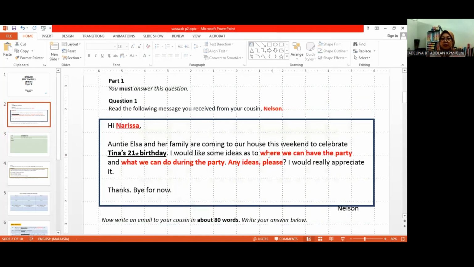So when you answer back your email, just go straight to the point. You can actually do a little bit of opening. For example, hi, how are you? Thank you for your email. I would like to suggest that you have the party where the venue can be at a house, it can be at your backyard, it can be at a restaurant, it depends. Okay, right? Okay, now let's go to the second question.